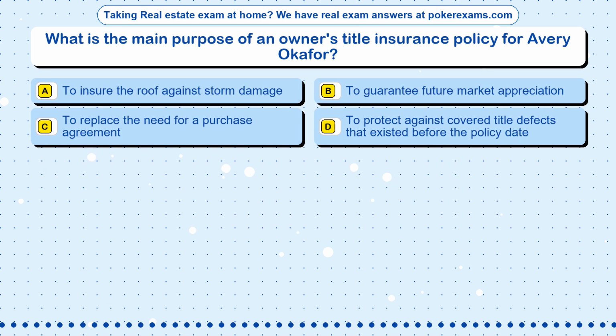Question 24. What is the main purpose of an owner's title insurance policy for Avery Okafor? Option A. To insure the roof against storm damage. Option B. To guarantee future market appreciation. Option C. To replace the need for a purchase agreement. Option D. To protect against covered title defects that existed before the policy date.